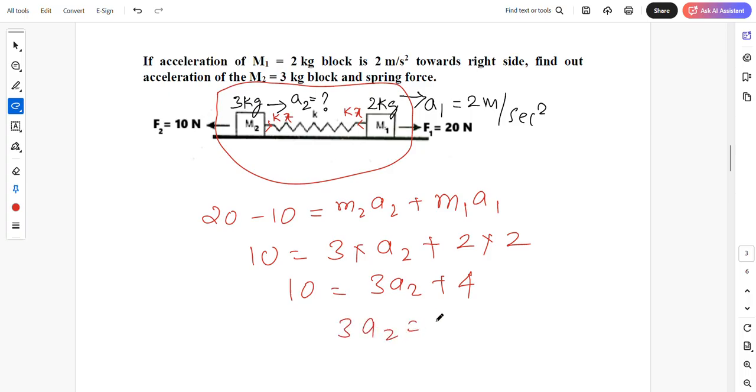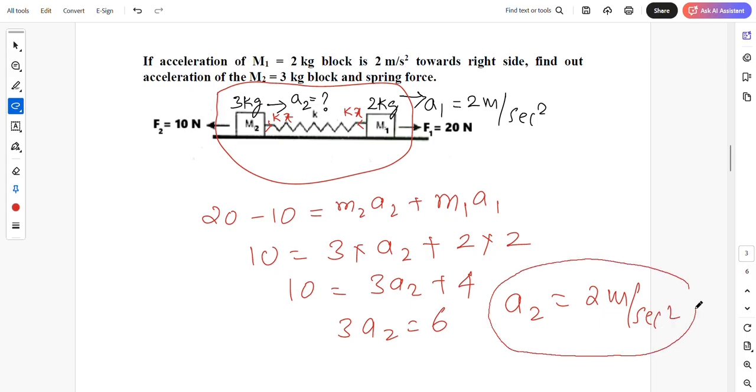3a2 is equal to 10 minus 4, which is 6. So a2 is equal to 6 by 3, which is 2 meters per second square. Hope you have understood. This is called the system boundary technique. If you take the system boundary, internal forces get cancelled. Which are the internal forces here? The spring force.